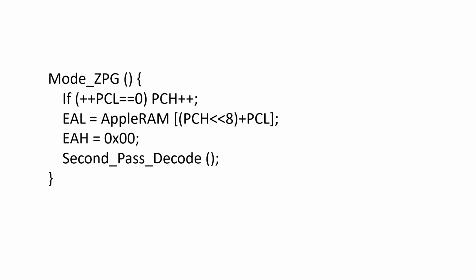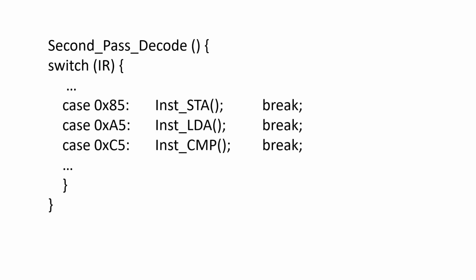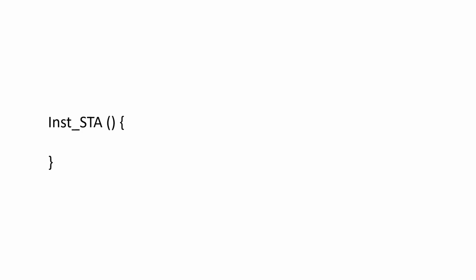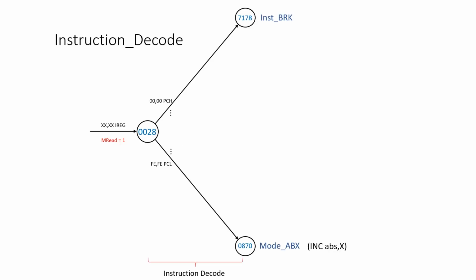decode. In second pass decode, we again add these instructions to the switch statement, but this time we call a function specific to the instruction itself. And this function assumes that the effective address has already been computed and stored in the EAL and EAH register. And in the case of STA, we just write the value in the A register to the memory location pointed to by the effective address registers. Let's look at our state machine equivalent.